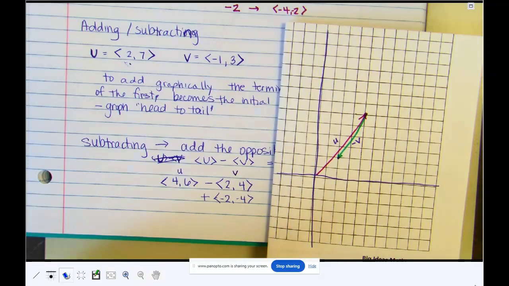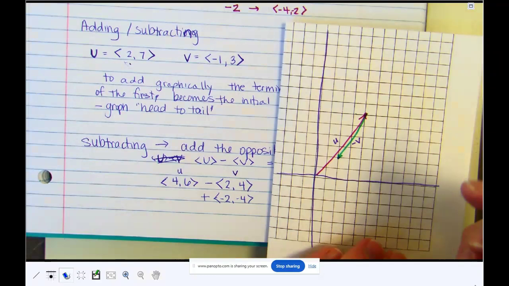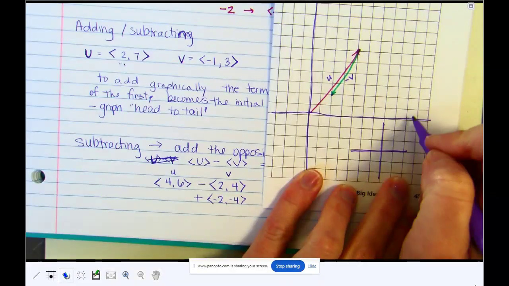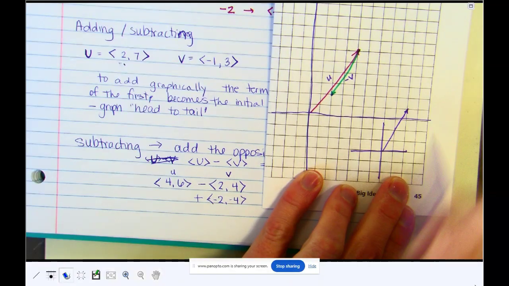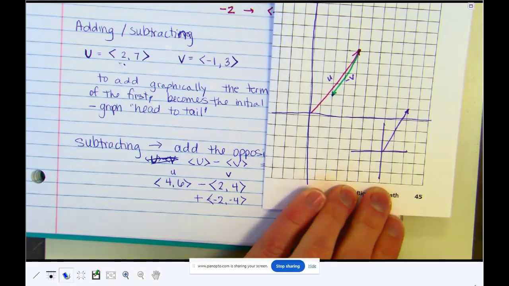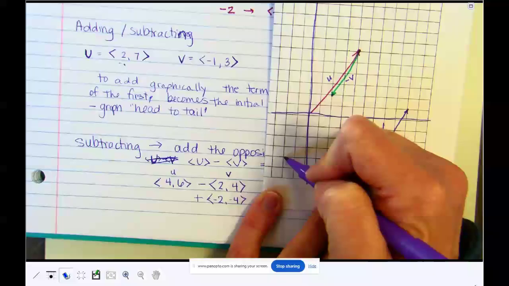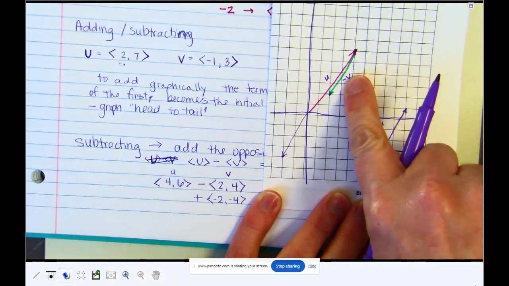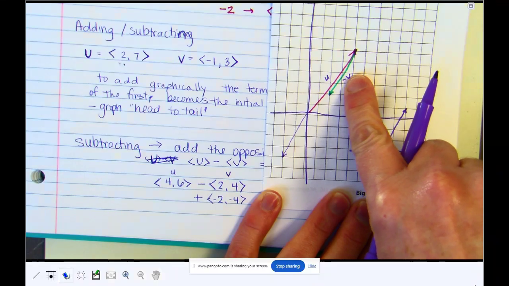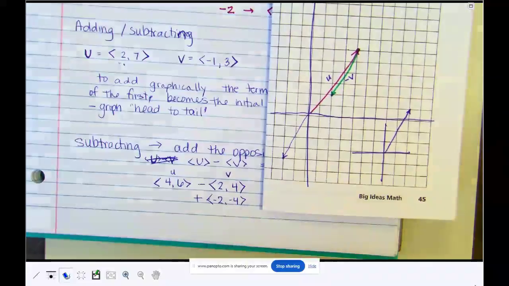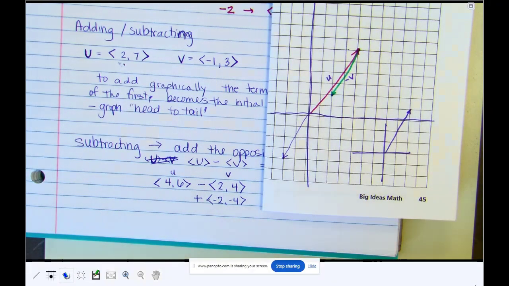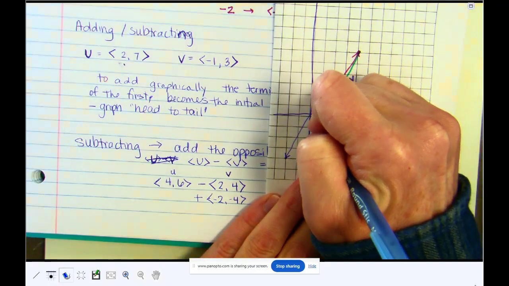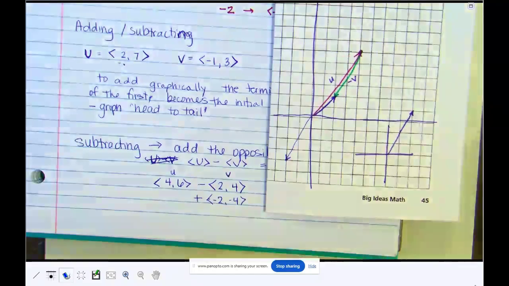Okay, I want you to think about that a second, because V would be 2, 4. V normal would be positive like this. The opposite of V is -2, -4, which would be down here. That's what we tacked onto this guy, is the opposite of V. So there is our final answer, which is 2, 2.